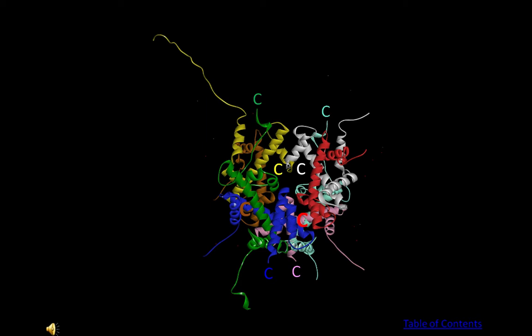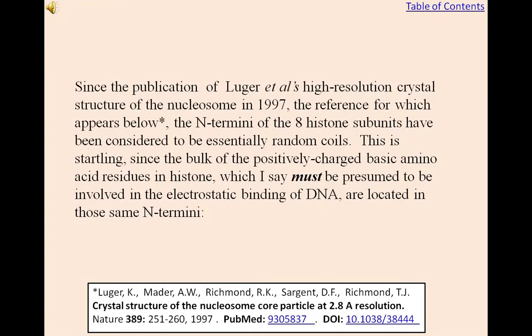And last, but not at all least, are the N-terminal strands. Note how unruly they look. We're going to try to establish some order here. Since the publication of Luger et al.'s high-resolution crystal structure of the nucleosome in 1997, the reference for which appears below, the N-termini of the 8 histone subunits have been considered to be essentially random coils.